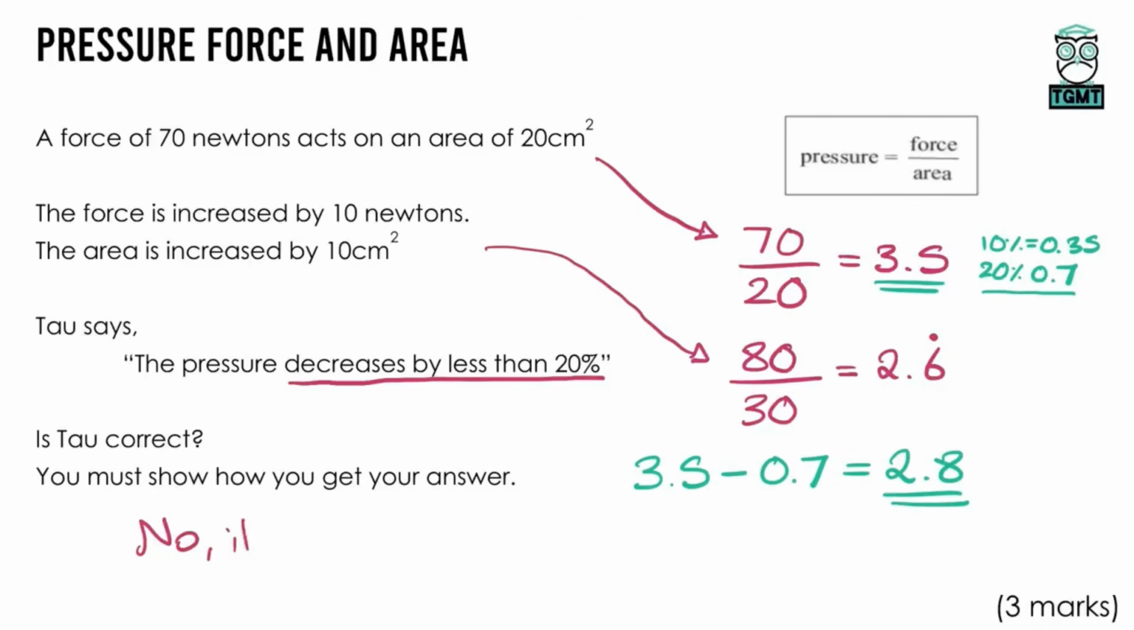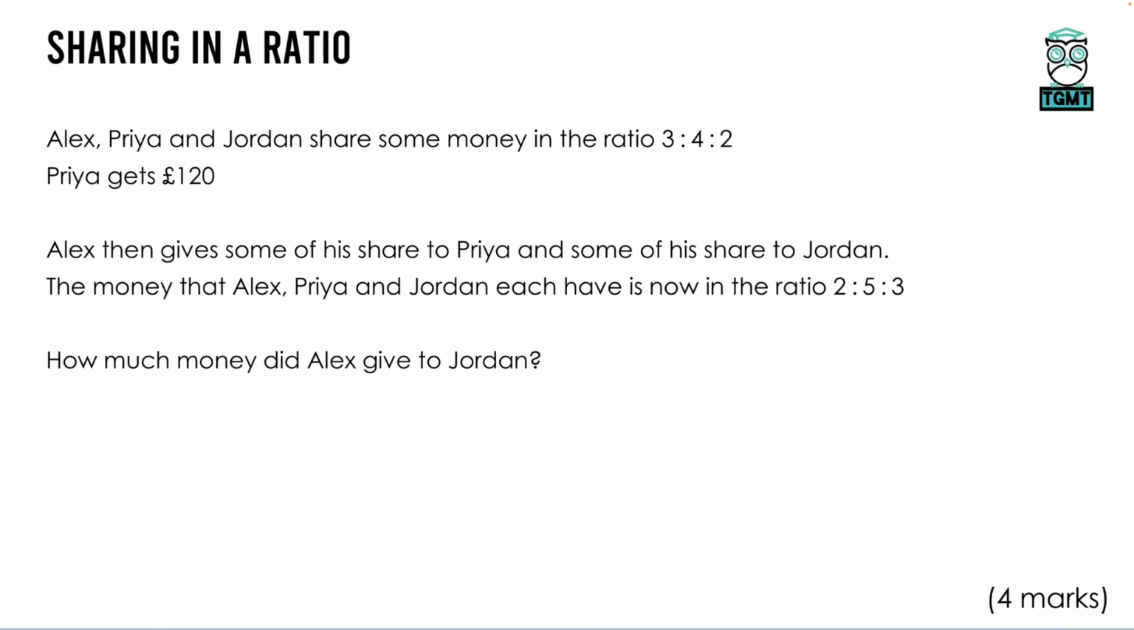You could say it decreases by more than 20%. There you go, by more than 20%. We don't need to say what the exact percentage is. It doesn't ask us that, it just says is he correct or not. We've done the working out, we've shown that it decreases by more than 20%, so it's fine just to make that statement. Okay, so for sharing in a ratio.